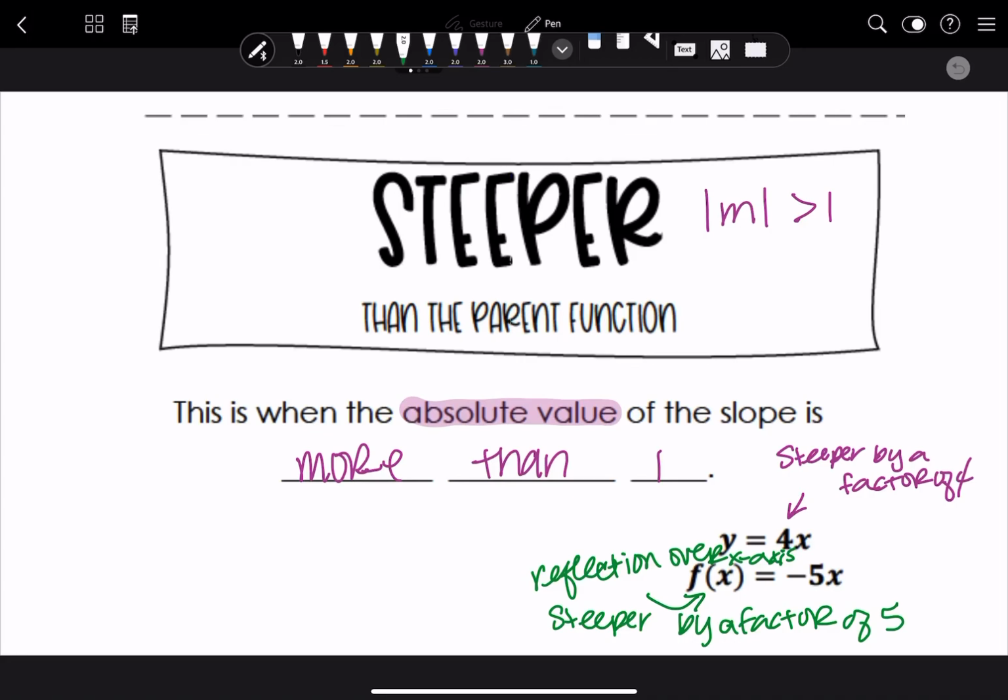Now, you'll notice that these are both integers. It doesn't always have to be an integer. You could have, say, something like g of x equals 5 over 2x. And even though this is a fraction right here, it's still greater than 1. And therefore, it would be steeper than your parent function.